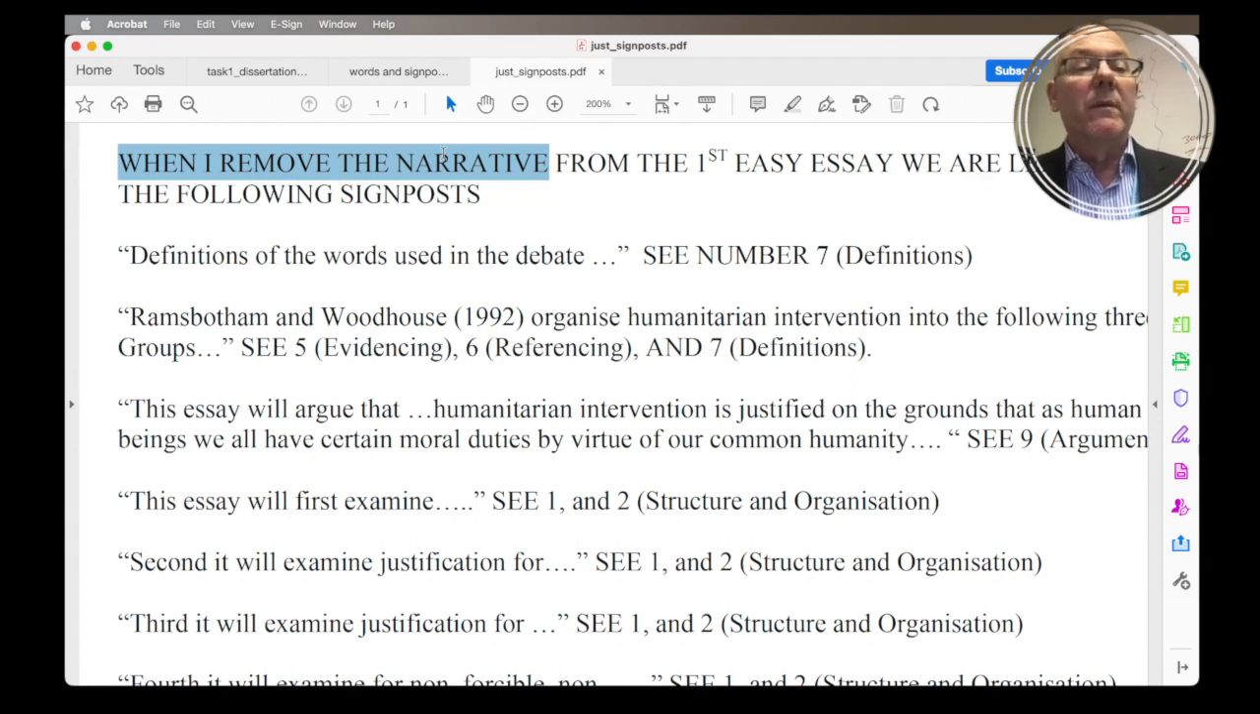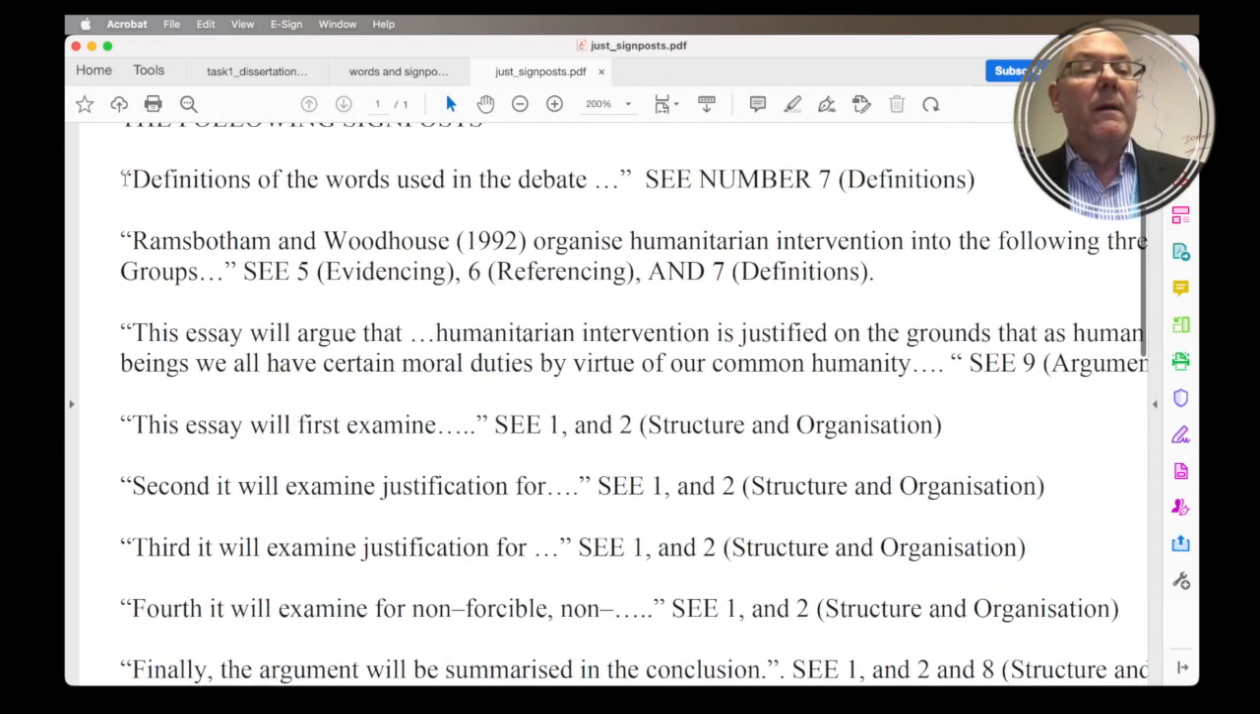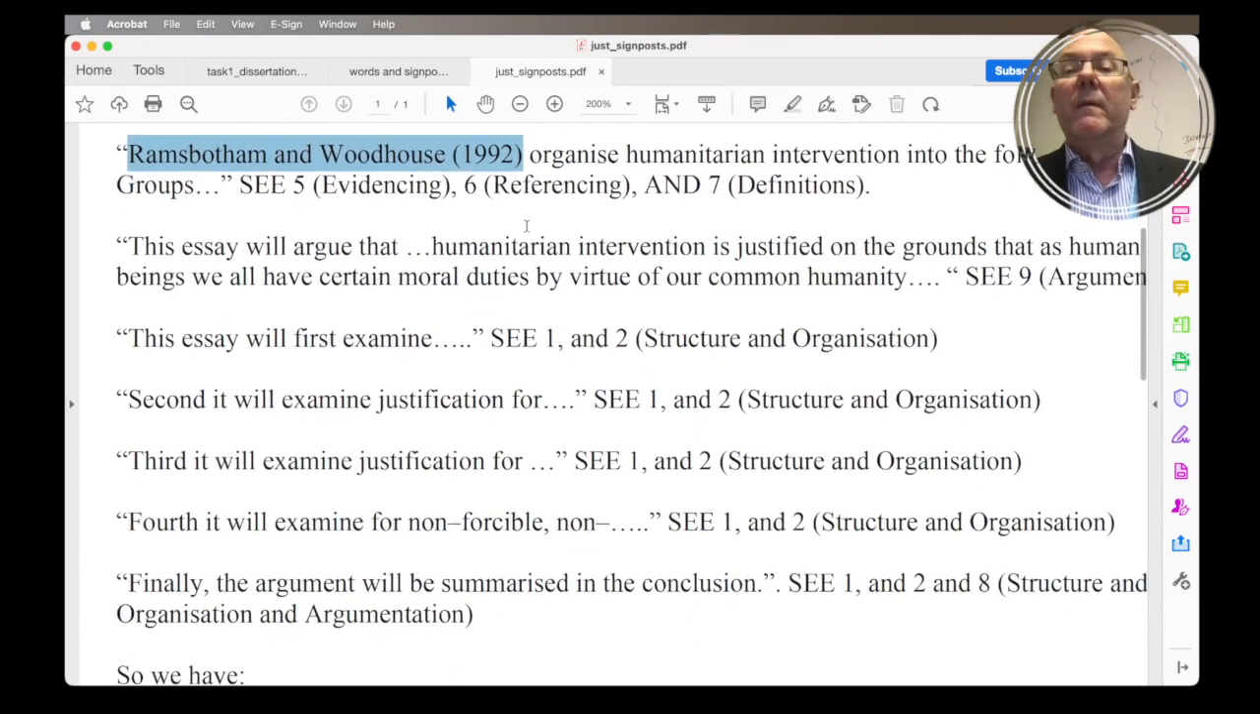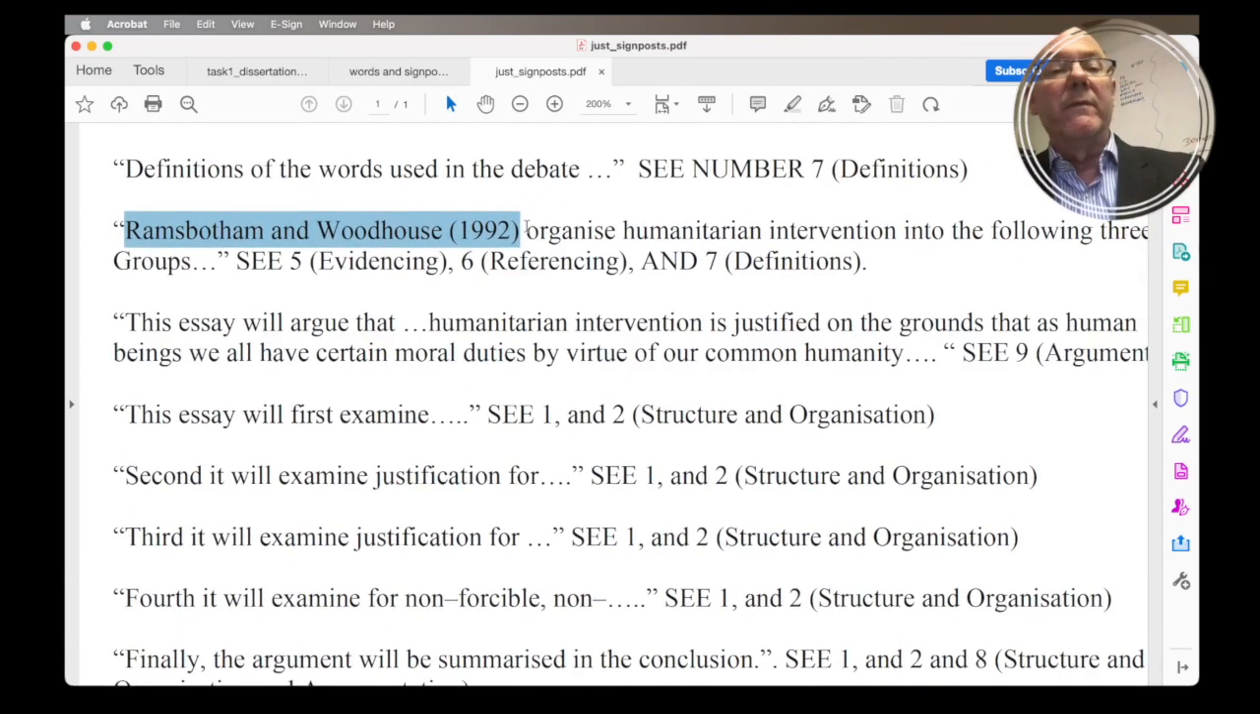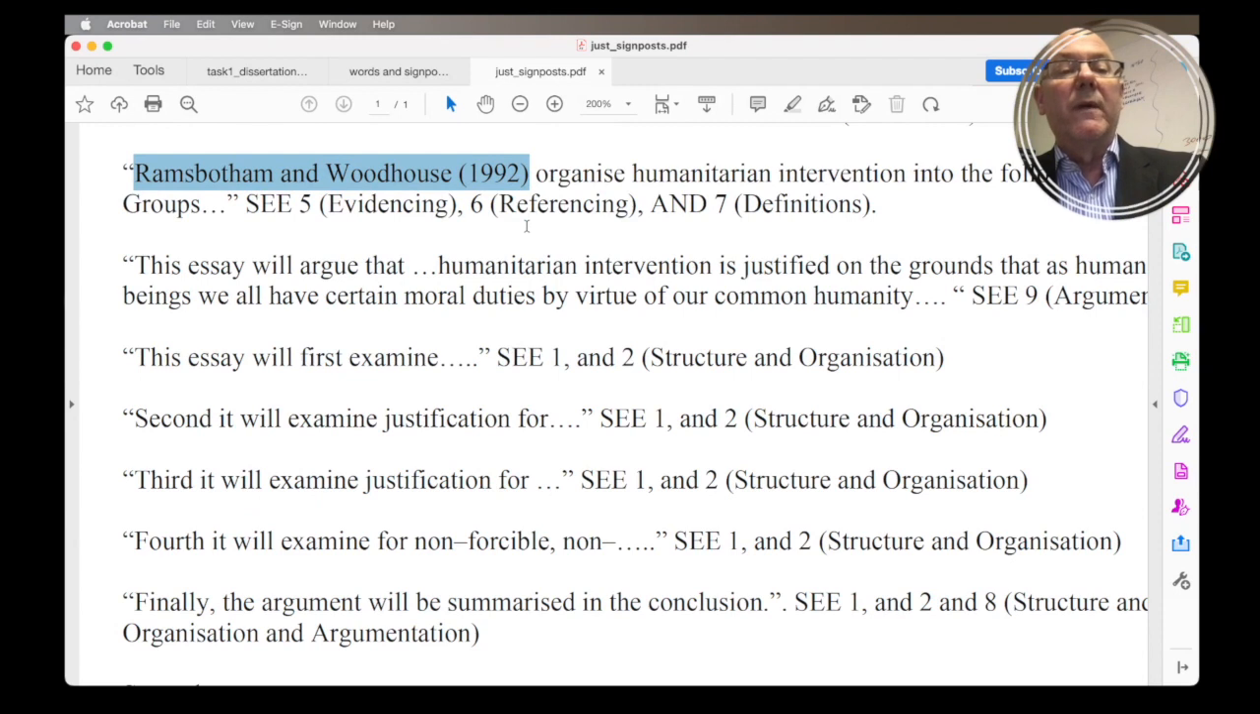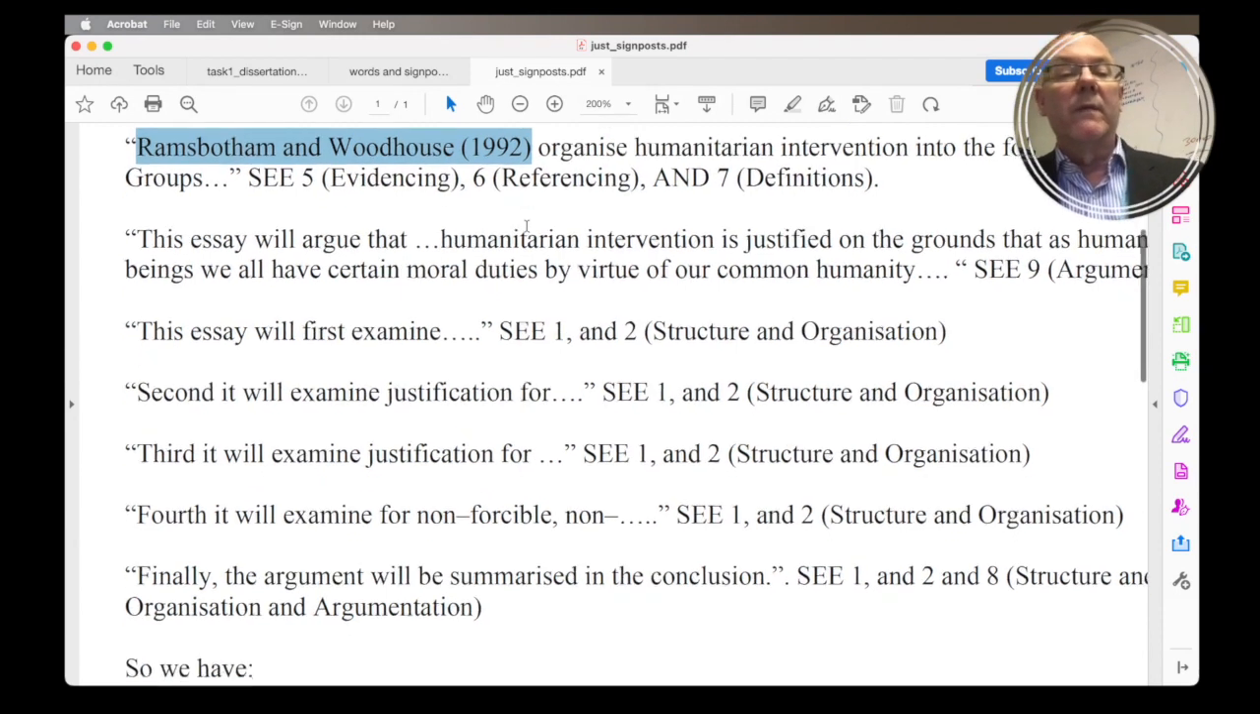of the narrative. So when I remove the narrative from the first essay, the short one, not the other one, we're left with the following signposts. The following signposts are the definitions, which appear here as highlighted, and then in terms of the definition and the evidencing, we see this Woodhouse, Ramsbottom. The first one relates to number 7, definitions, and the second one relates to 5, evidencing, 6, referencing, and 7, definitions.